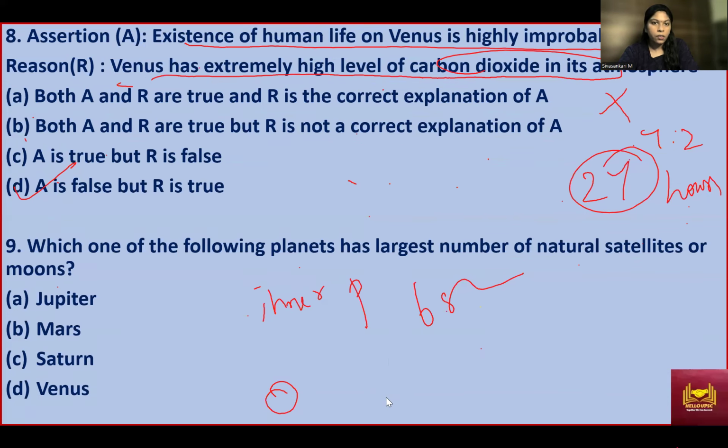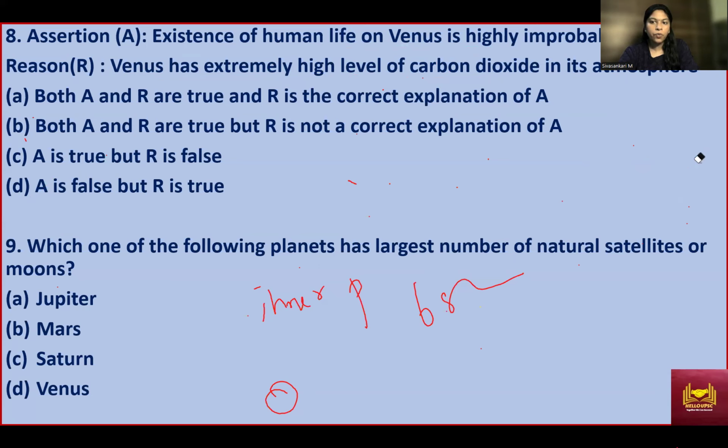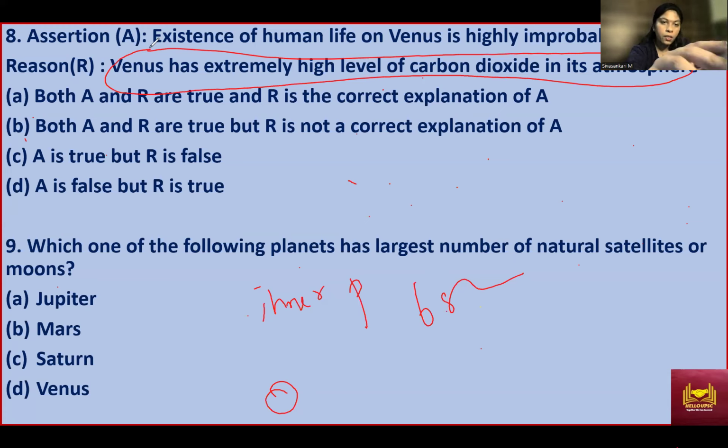8th one. See this. Assertion: existence of human life on Venus is highly improbable. And reason: Venus has extremely high level of carbon dioxide in its atmosphere. So this we have seen there in our notes. Yes, life cannot be there, no possibility of it. Why? Because it is having high level of carbon dioxide. We are assuming like that, and that assumption is right. So both A and R are true, and R is the correct explanation of A.